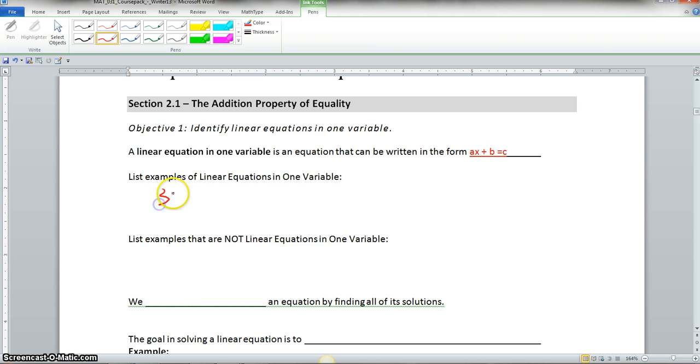We can have 3x plus 9 equals 7. We can have negative 15x is equal to 35, and we can have x is equal to 2.5. These are just a few examples of linear equations in one variable. Now we have here, list examples that are not linear equations in one variable.